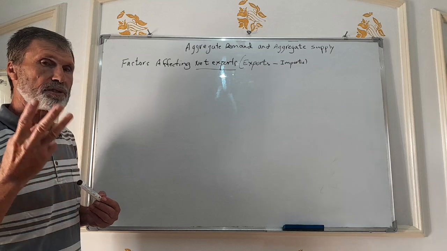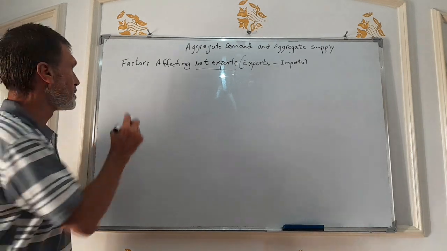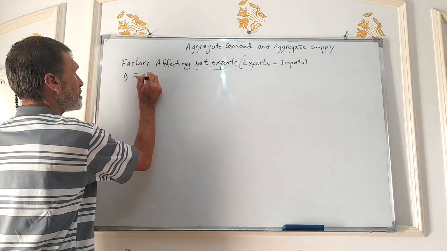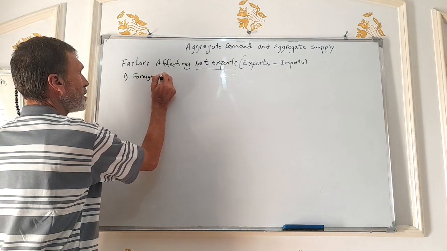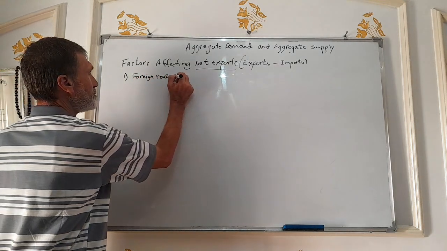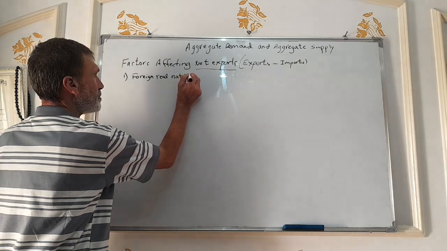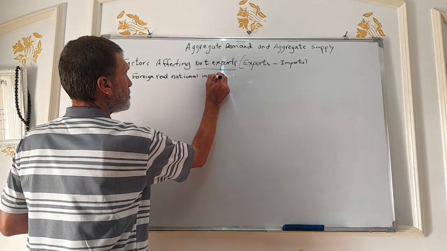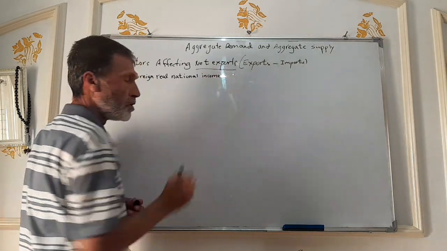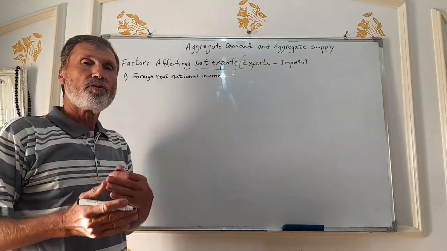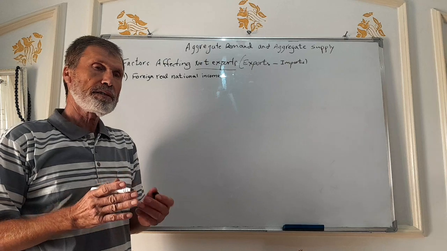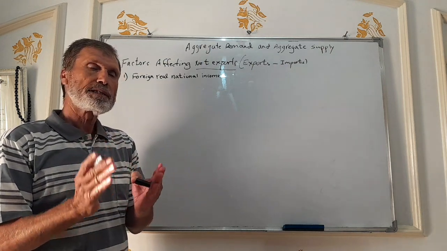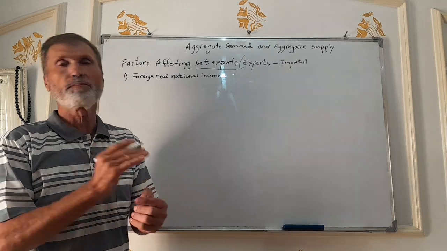Of course, we're talking about here two important factors. First one is foreign real national income. Of course, when we say foreign real national income, we mean the national income in the foreign country when it is adjusted for changes in the price level.